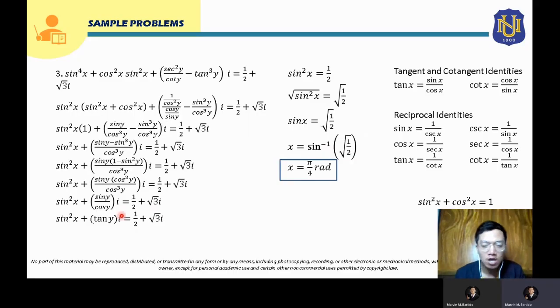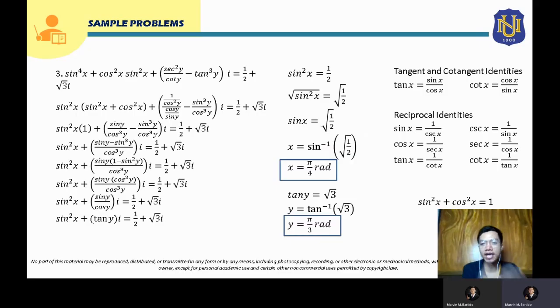Now for the value of y, we just equate the real part at the left side to the real part at the right side. So this will be tangent y equals square root of 3. Solving for the value of y, we just solve for the arctangent of square root of 3. Inputting that in your calculator, that will be 1/3 pi. So this will be the answer for y, 1/3 pi radian. These are the values for x and y, so these are the answers now.